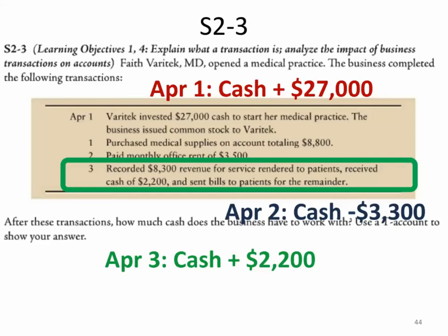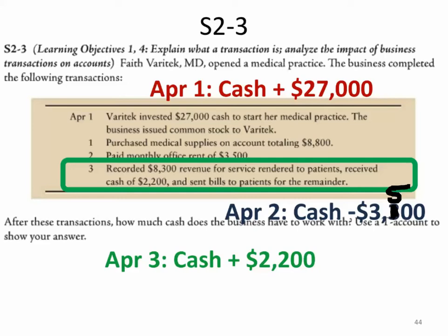Okay, April 3rd, we recorded 8,300 revenue for service rendered to patients. So what's happening here is we did services for 8,300. Then we received cash of 2,200 and sent bills to the patients for the remainder. The only cash impact on April 3rd then is the 2,200 cash that was received. So the cash increased by 2,200.